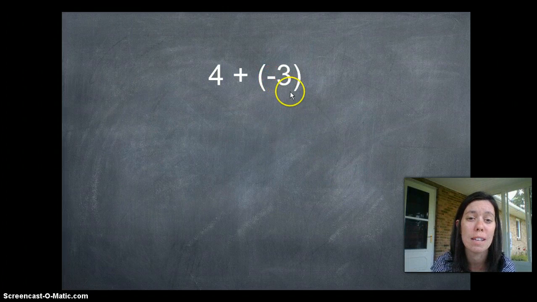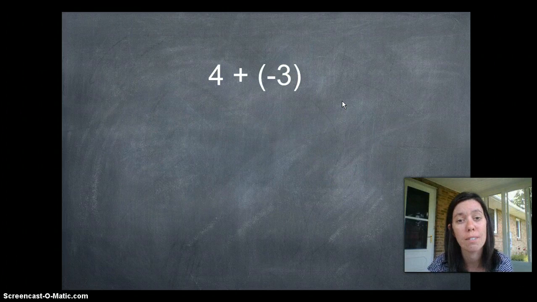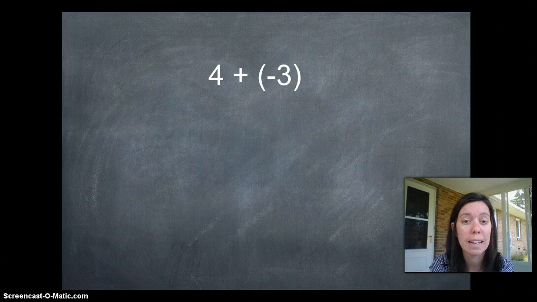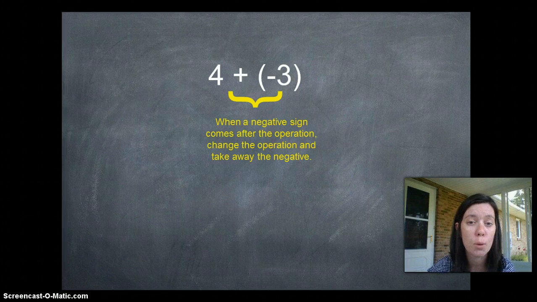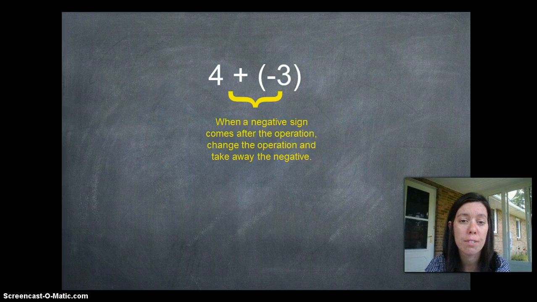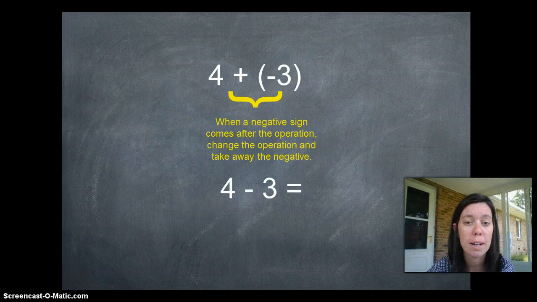So here we would read this as 4 plus negative 3. When you have an operator and a negative sign, the rule is change the operation. So change it in this case from a plus to a minus, and take away the negative sign. So instead of 4 plus negative 3, the plus changes to a minus, and the negative goes away. 4 minus 3, we know that's a 1.